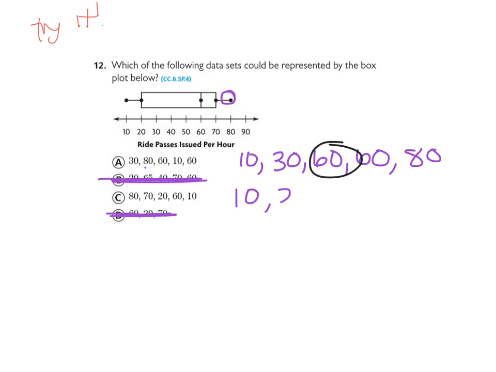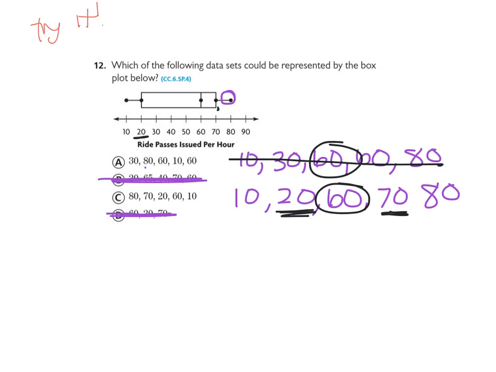Then 10, 20, I'm just putting C in order, 60, 70, 80. Look at that, our median is also 60. So then I had to look at my lower quartile. The first one was 20, and that one matches 20. My upper quartile was 70, that one matches. A is not the right answer. C was the correct answer. Hopefully you got that one correct.